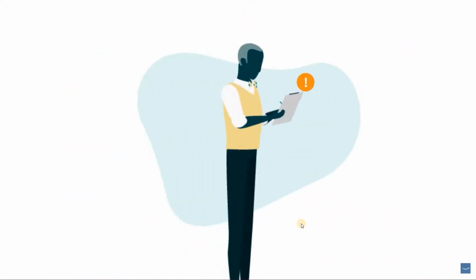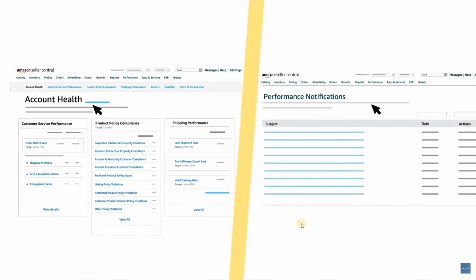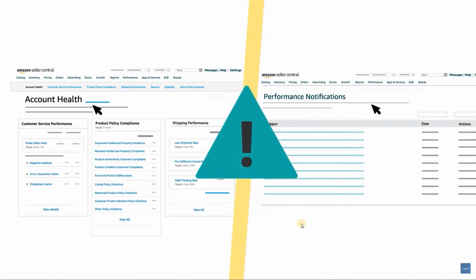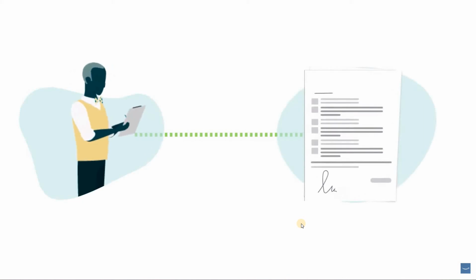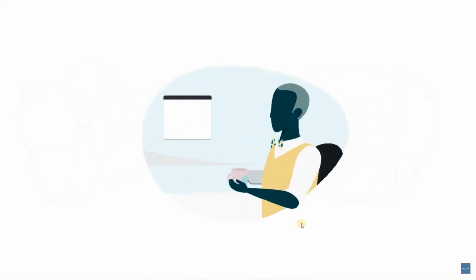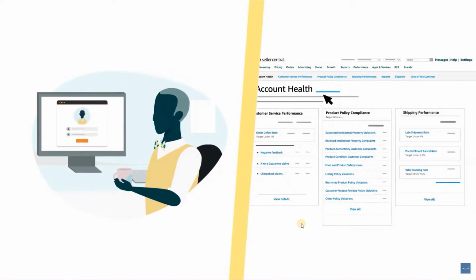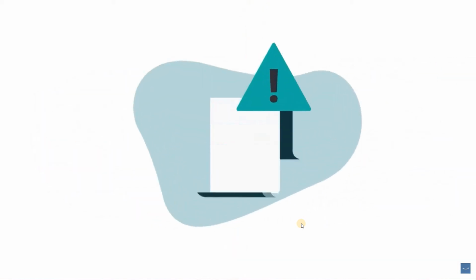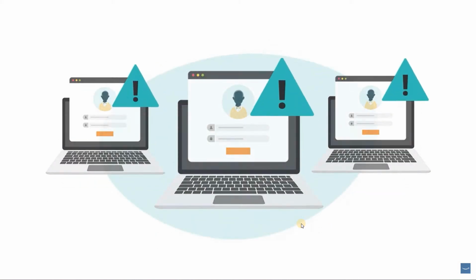When you receive notices or see alerts on your Account Health dashboard or performance notifications from Amazon that indicate you are violating Amazon's selling policies, please correct the behavior and submit an appeal if applicable as soon as possible. Opening a new account instead of addressing the underlying violations within your existing accounts is a violation of Amazon's policies and will only trigger an automatic deactivation on your related accounts.